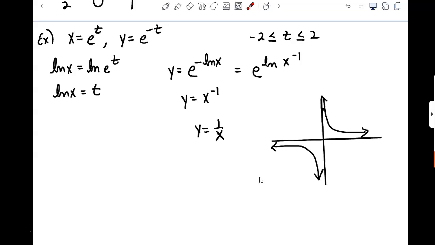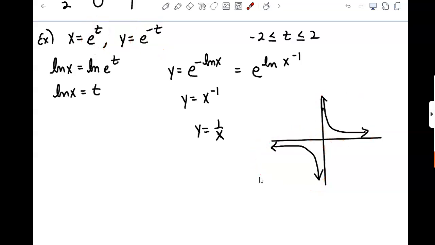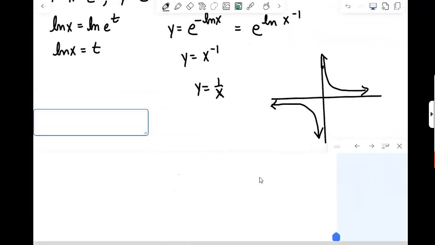And so that's the graph, but what parts of the graph are we actually graphing? Well, both e to the t and e to the minus t are positive numbers for any value of t, so we're definitely not dealing with any of this part, but it could be anything over here. Okay. So let's plot a few points and see what's happening.